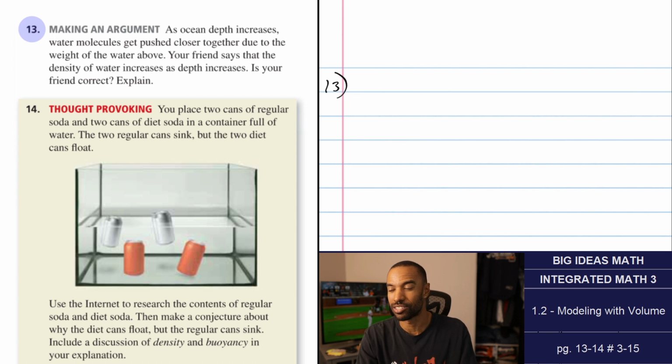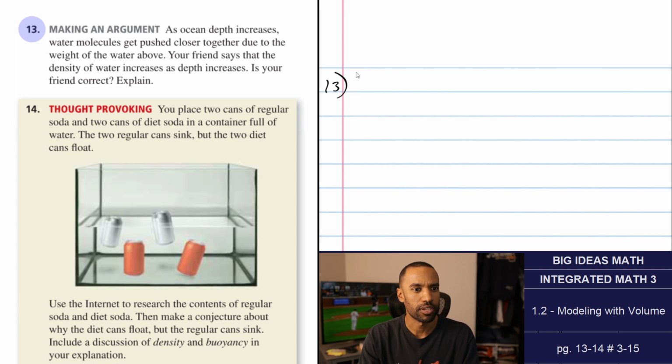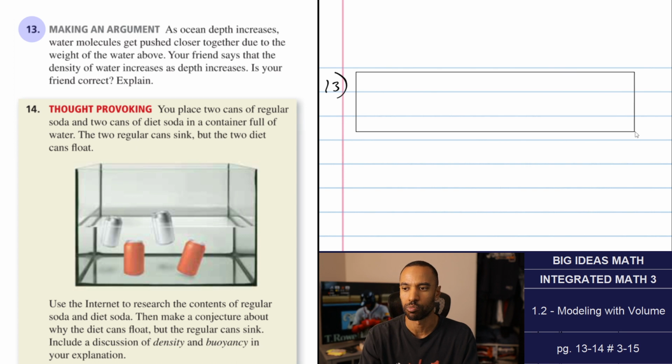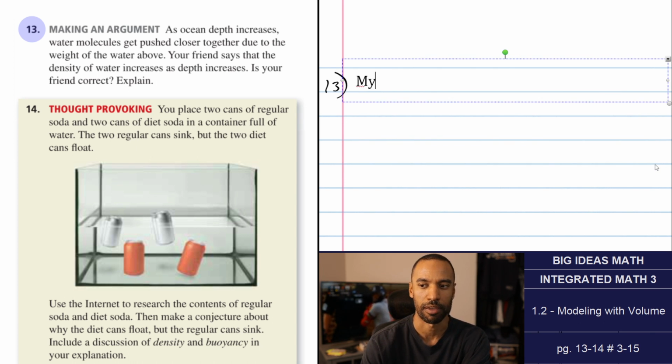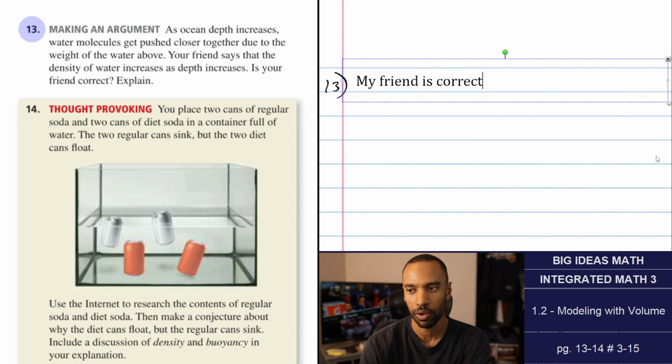Generally that's the case. That's what happened to that submersible, depth of water and density. Yeah, it crushes it. As ocean depth increases, water molecules get pushed closer together. Yeah, you're packing in more water molecules per unit of volume. So your friend is correct. My friend is correct. Sometimes I'll type "your friend" and just make that mistake.